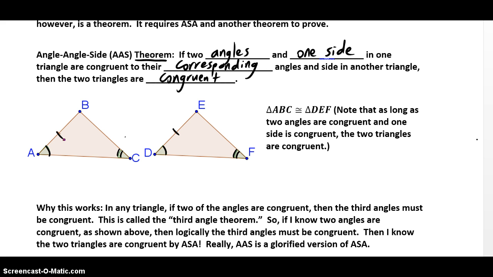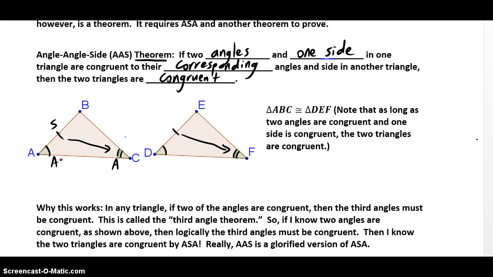And make sure that it is the same correct side. Notice the 1 mark is across from the 2 angle marks. The 1 mark's across from the 2 angle marks. Wouldn't work if the mark was over here. Okay? Just make sure that things line up. And you'll notice that this is angle, angle, side, or side, angle, angle, but more often than not we call it angle, angle, side.